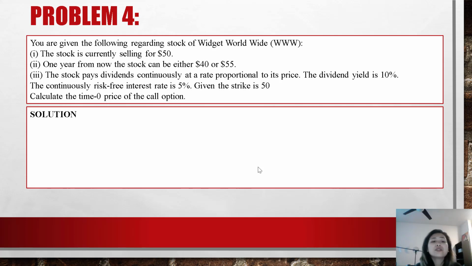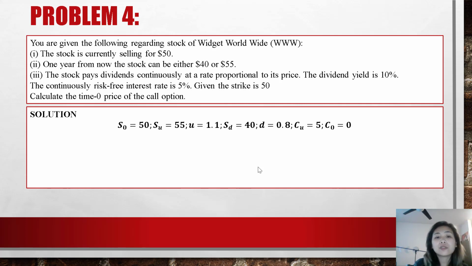So whenever you want to calculate the time zero price of the call option, you either can use the risk neutral probabilities or set up the replicating portfolio. There are two ways to come up with the time zero price of the option. Here, let's summarize the question.